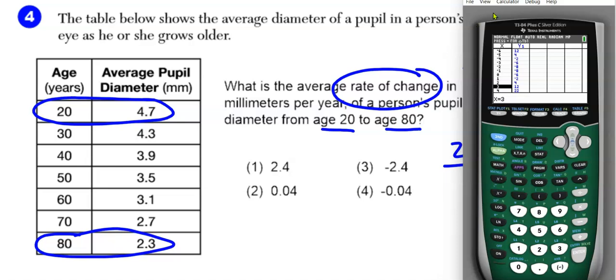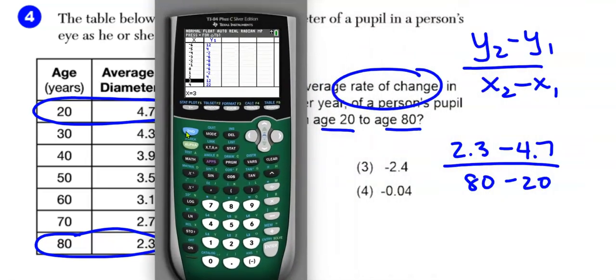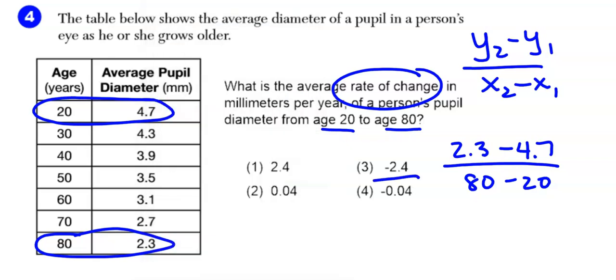So I'm going to take my calculator out. I'm going to open my fraction button, alpha y equals, and I'm going to type the whole math problem into the calculator as a fraction. 2.3 minus 4.7 over 80 minus 20, and I get negative 0.04.